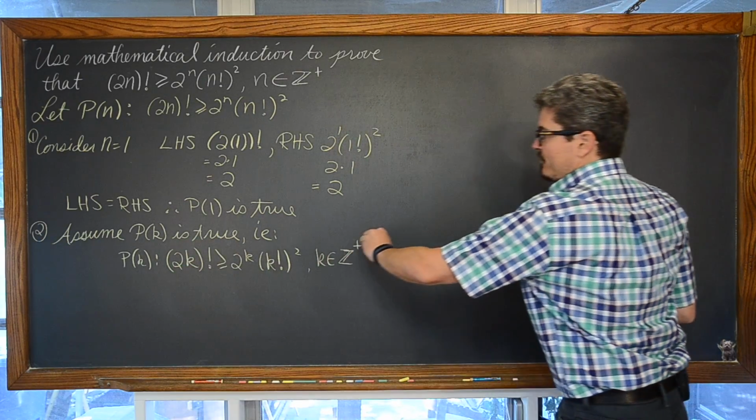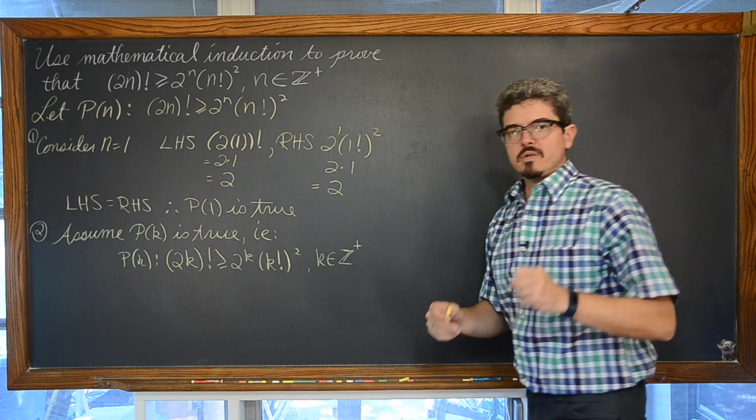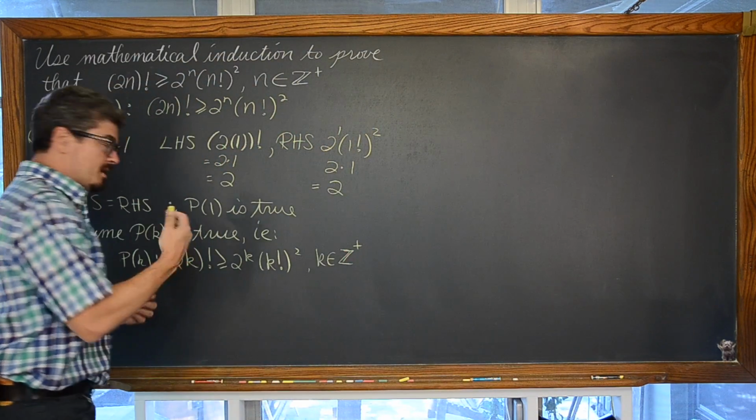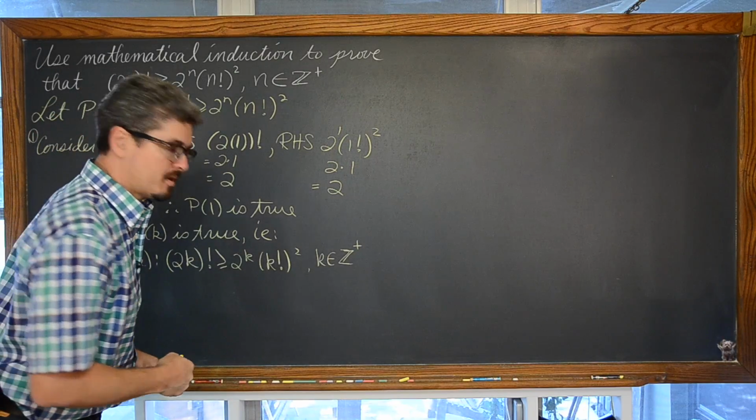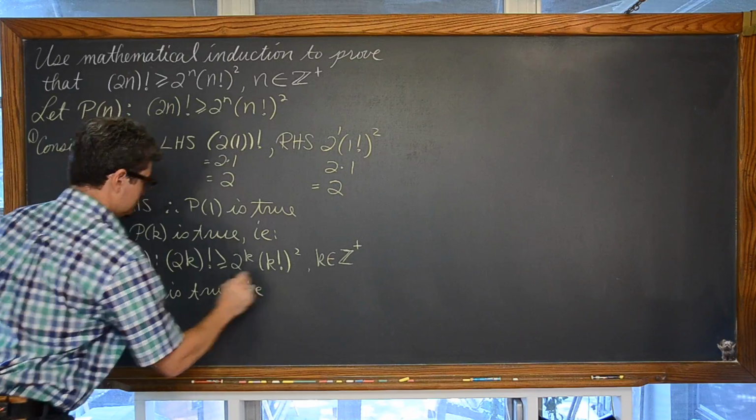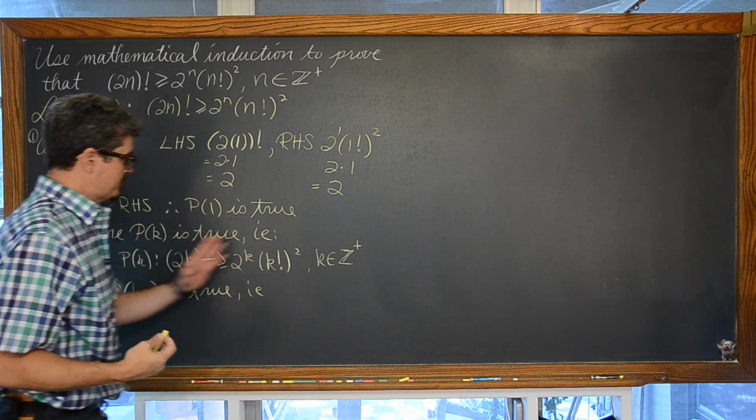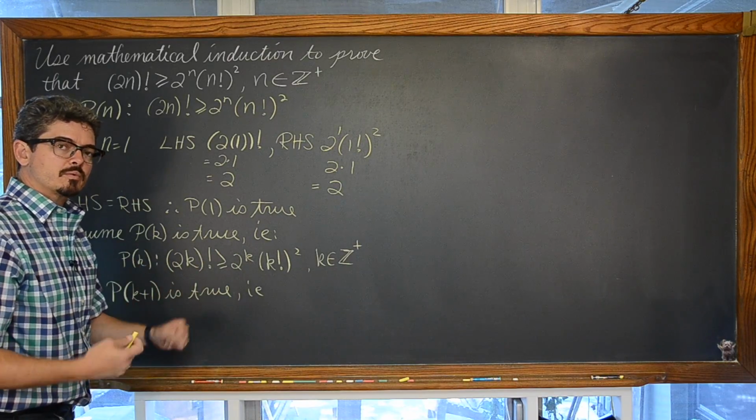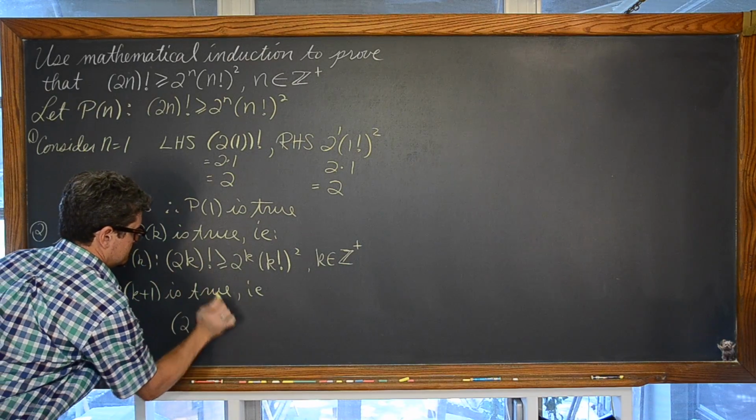Now, if this is what I'm assuming to be true, I'm going to use that to prove that P(k+1) is true. And I'm just going to go through this statement, and anywhere I see the variable k, pull it out and replace it with k+1.